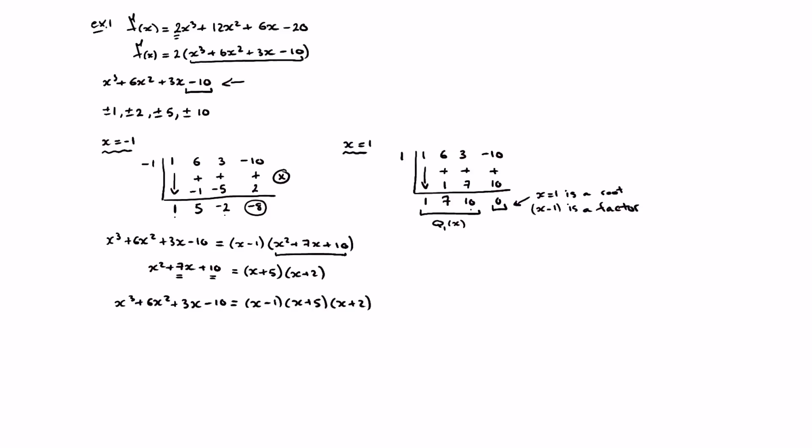Remember, at the very beginning we had placed the leading term's coefficient, 2, as a factor. So we have to put that back now for our final answer. And so we can write f of x equals 2 times (x minus 1) times (x plus 5) times (x plus 2). And we're done. We've just root factored this polynomial.